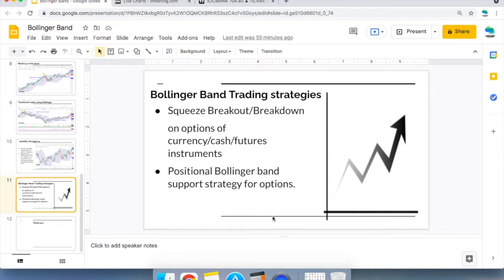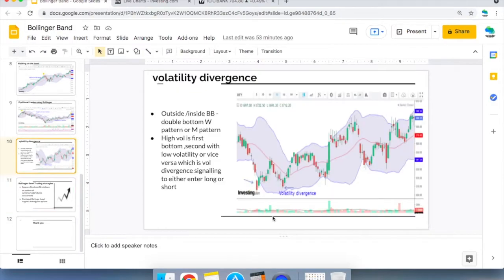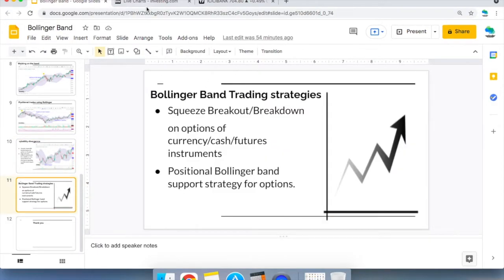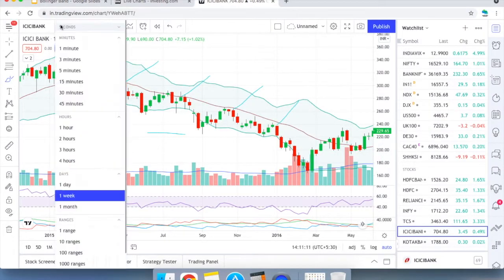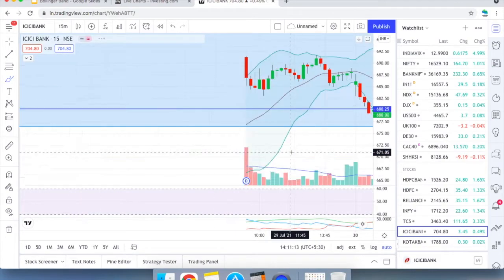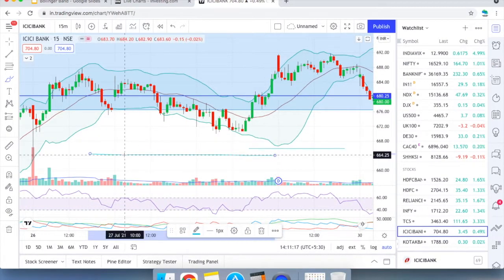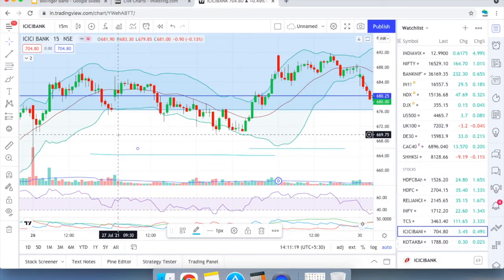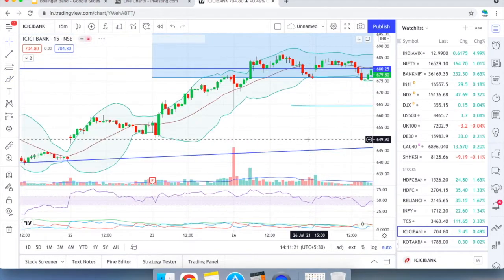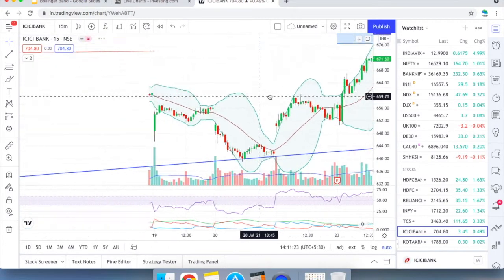With strict stop losses, if you try, it gives very beautiful results on all time frames, especially in the day. It gives multiple opportunities during the intraday, the shorter time frame, right? So this is a 15 minutes time frame that we are talking about, right? So it gives multiple opportunities, right?